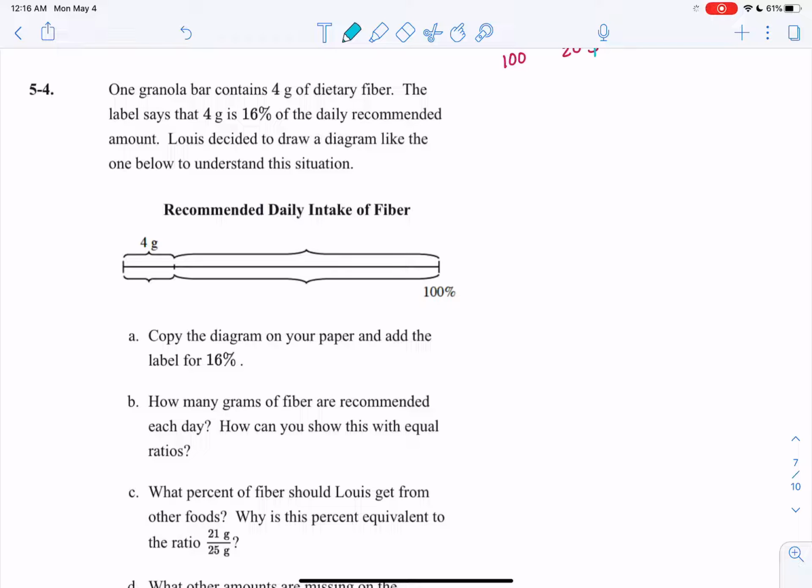Okay, so today we're going to continue CPM 5.11, and let's go ahead and get started with problem number 4. It says 1 granola bar contains 4 grams of dietary fiber. The label says that 4 grams is 16% of the daily recommended amount. Luis decided to draw a diagram like the one below to understand the situation.